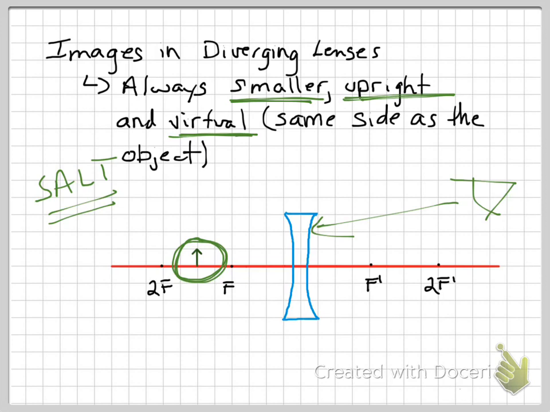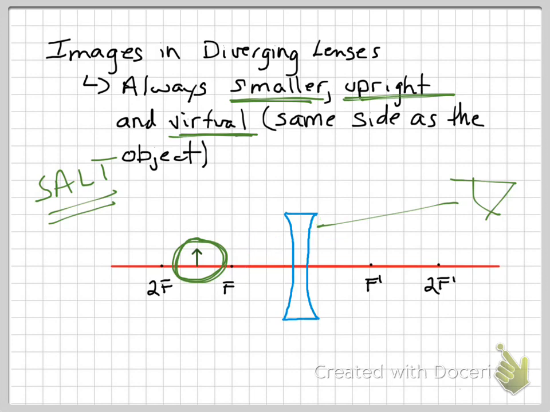That image is going to be virtual because our image is going to end up being on the same side as our object, which, if you think back to the thin lens equation, that was an important part of knowing whether it was negative or positive. Is it a diverging lens or a converging lens? Converging lenses are producing real images. Diverging lenses are producing virtual images that are on the same side as the object.